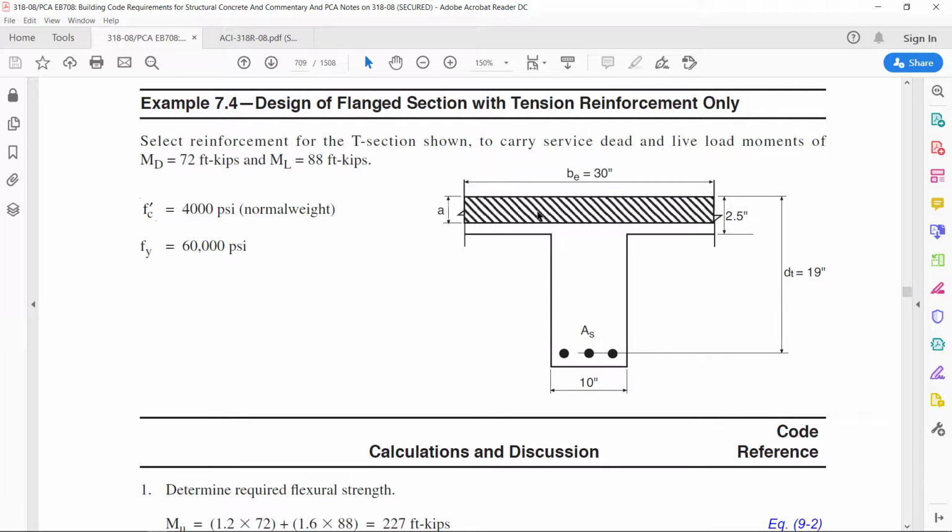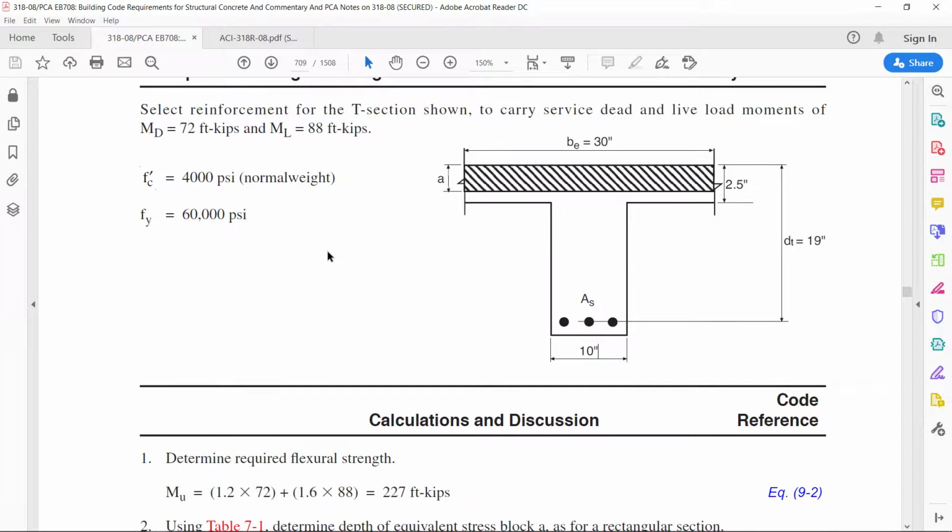And the T-section has a total flange width of 30 inch. The thickness of the flange, or the depth of the flange, is 2.5 inch. Effective depth for the tension reinforcement is 19 inch. The web has a width of 10 inch. And from this formula, it is calculated that the ultimate moment is 227 kip-feet.